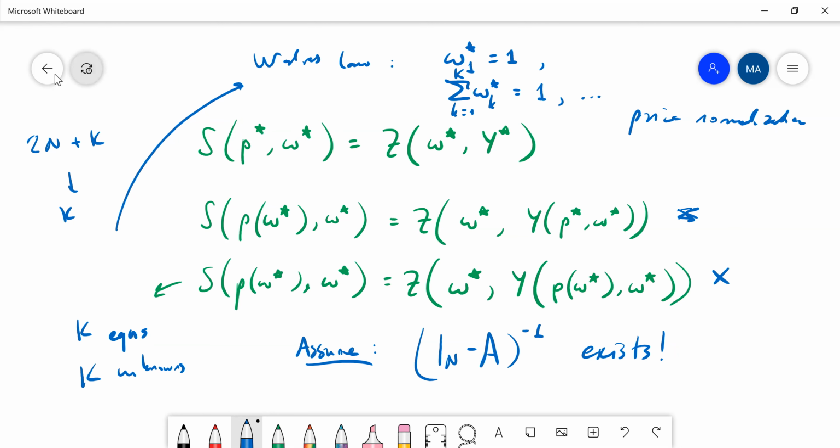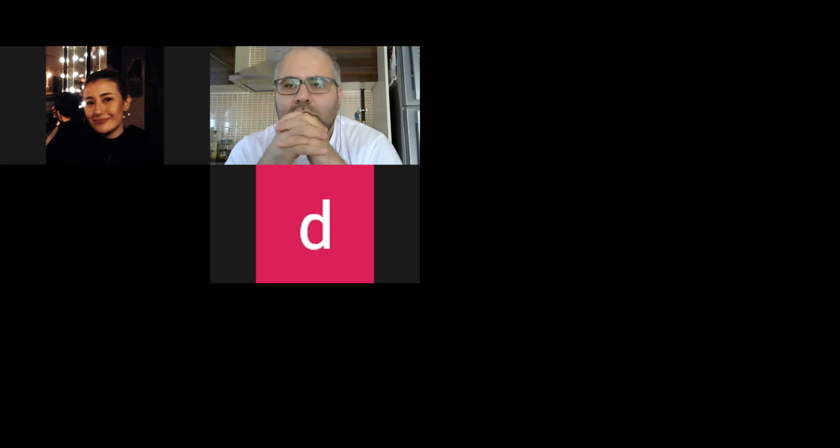So do you have any questions so far for this model in chapter 3? So remember, we have more than one produced good, more than one primary factor.